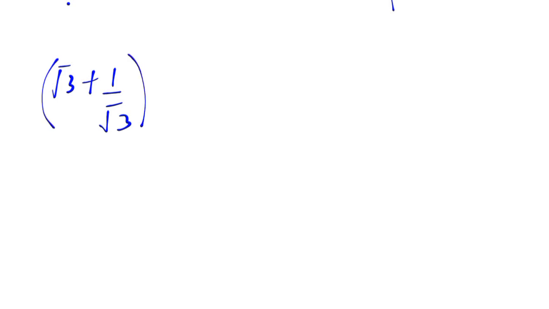Now let's do one more example. Take for example, you have root 3 plus 1 over root 3, and you have to square it. You know the meaning of square. It means that root 3 plus 1 over root 3 will multiply itself.